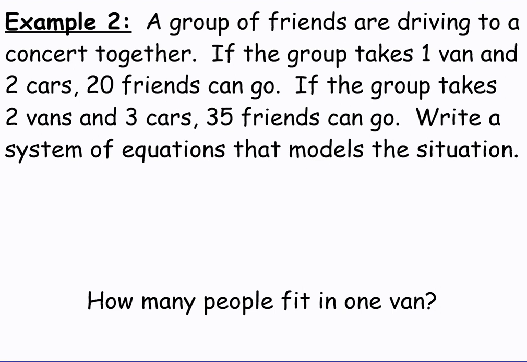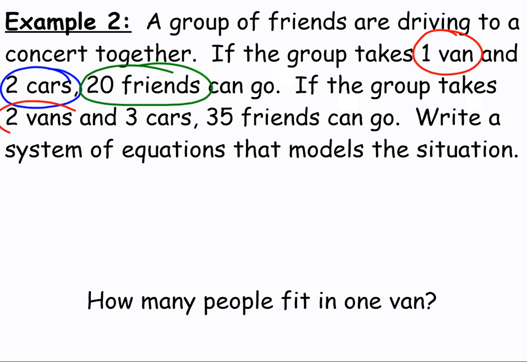A group of friends are driving to a concert together. If the group takes one van and 2 cars, 20 friends can go. If the group takes 2 vans and 3 cars, 35 friends can go. Write a system of equations that models the situation.